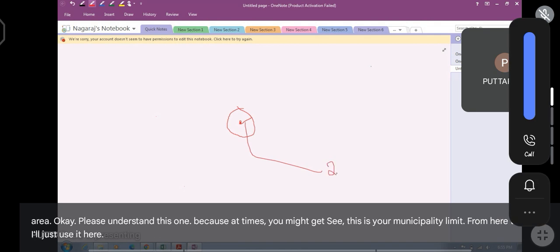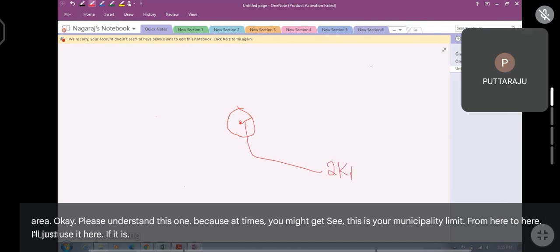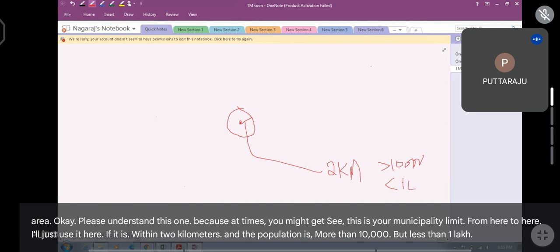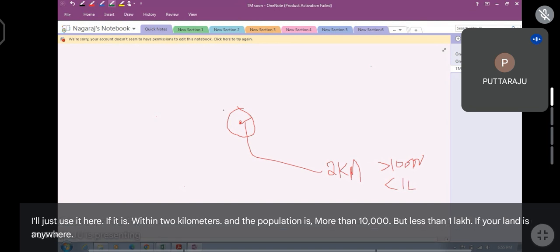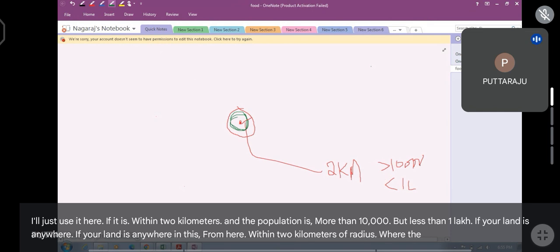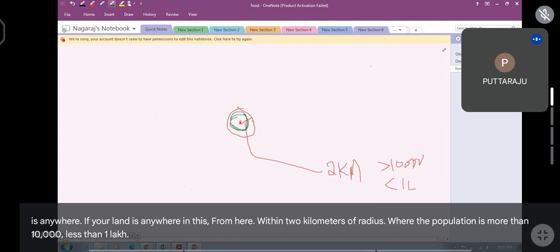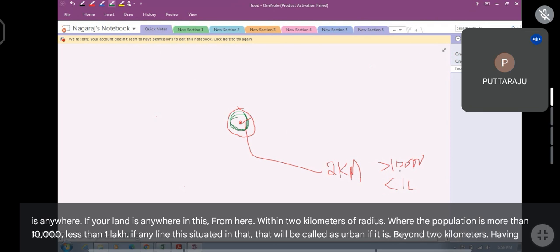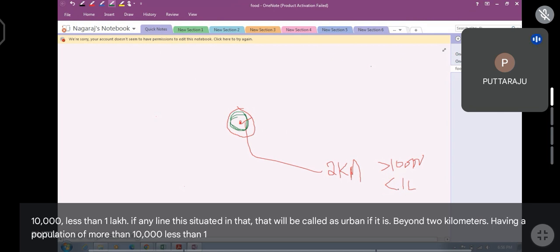Here, if it is within 2 kilometers and the population is more than 10,000 but less than 1 lakh, if your land is anywhere in this, within 2 kilometers of radius from here, where the population is more than 10,000, less than 1 lakh, that land will be called urban. If it is beyond 2 kilometers, having a population of more than 10,000, less than 1 lakh, it will be treated as rural.